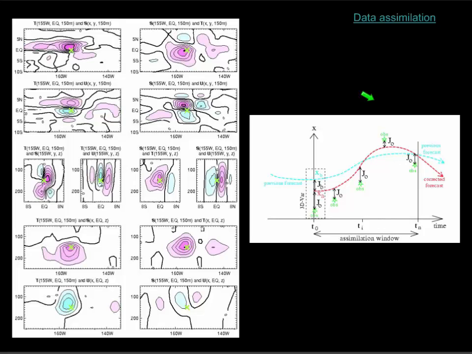And in order to make a good forecast, we have to make sure that our models are as close to the actual state of the ocean and atmosphere as possible. And that's where data assimilation comes in. And that's a whole big, very important subject of applied mathematics, of numerical analysis.